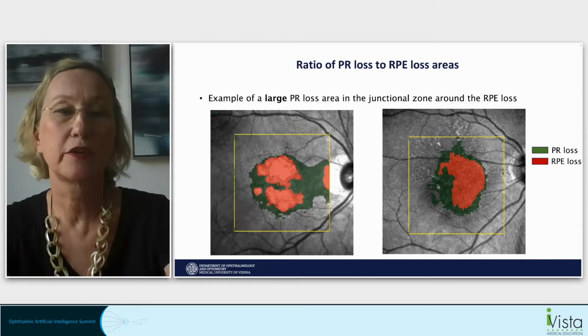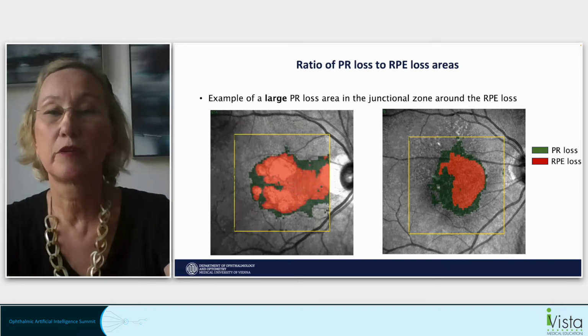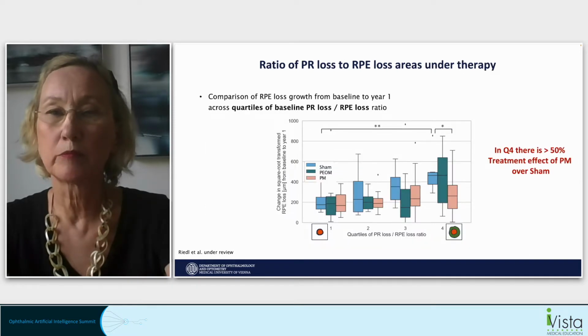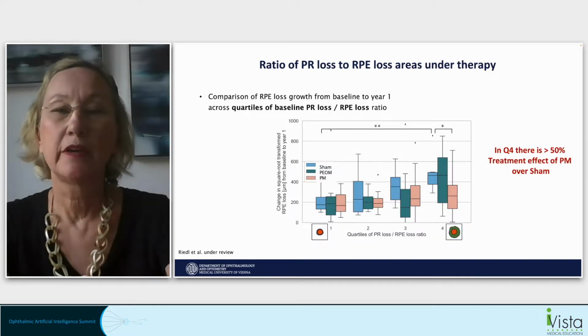On the left side, you can see how the lesion expands towards the optic nerve. And on the right side, you can see how the lesion expands towards the fovea, which is, of course, most worrisome. Here are the numbers.